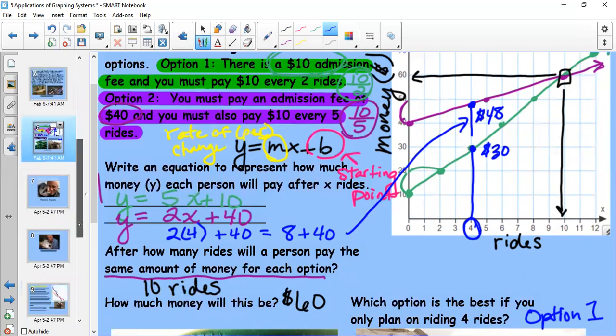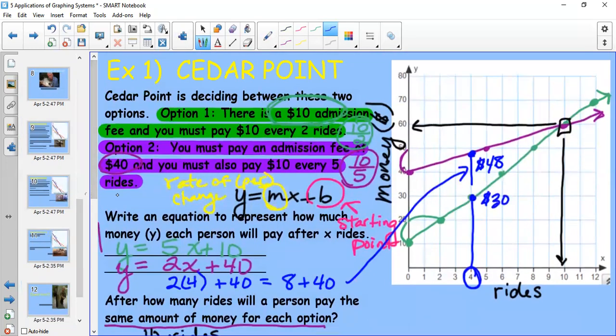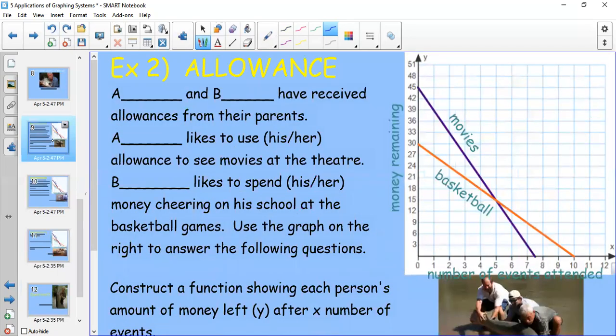All right, so that was one example. I'm going to do one more example. This one's going to look a little different. So on this one, I gave you a situation and you wrote the equations from the situation. On the next one, I am going to give you a graph and we're going to write the equations from the graph.